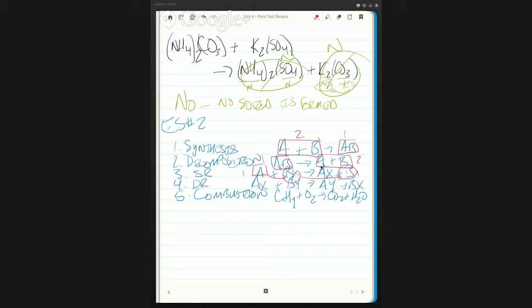Kicks it out, okay, and takes its place. In double replacement, they switch. The A and B just switched. They're with different X's and Y's. And then in combustion, this is always the same. O2, CO2 plus H2O. If you see that, that's combustion for sure, okay?